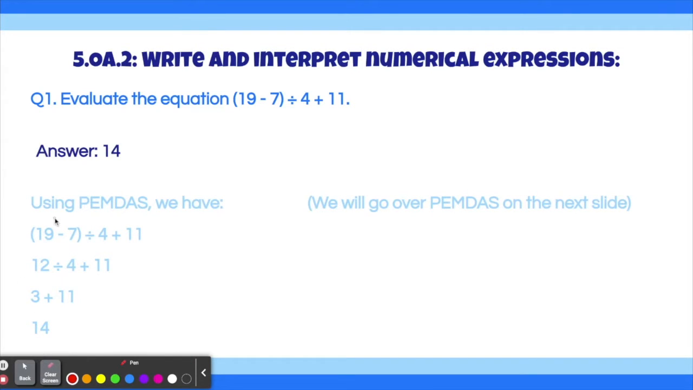When we are solving equations such as this one, we have an acronym that we use called PEMDAS. PEMDAS stands for parentheses, exponents, multiplication, division, addition, and subtraction. We'll go more into it on the next slide. But using this order, if we evaluate the parentheses first, we get 19 minus 7, which is 12. Then we have to solve the division, so 12 divided by 4 is 3. Then we solve the addition, and we get our answer of 14.